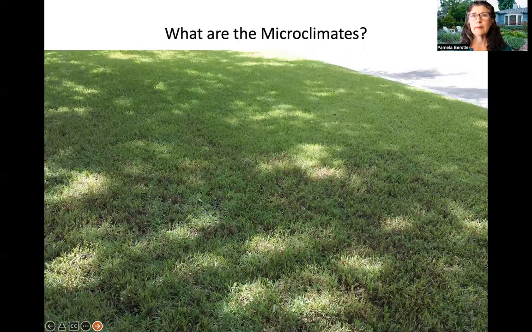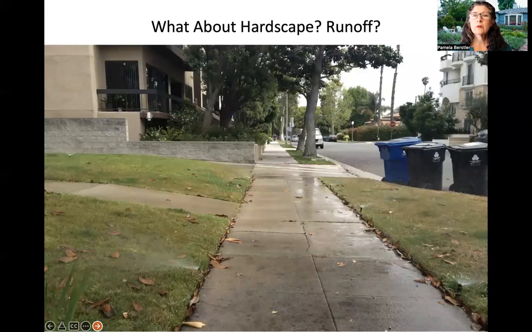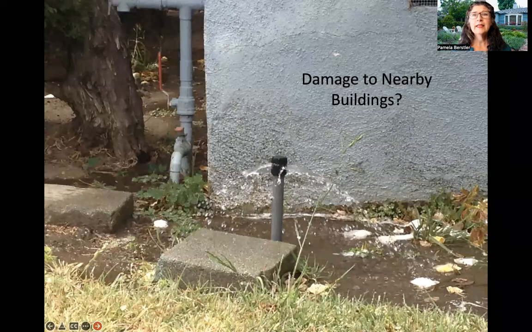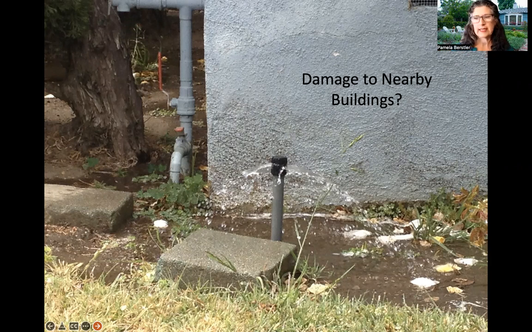And then what are the microclimates? Is it sunny? Is it shady? Is it sunny in the morning and then shady in the afternoon? All information that you are gathering. And then if you are near any kind of hardscape, what can you tell just by looking at it? Obviously, you'll see a lot more once you start running the irrigation system, but there may be clues that you can pick up on right away. And then is there damage to nearby buildings? And we see this all the time when spray heads are right up against a building or they haven't been maintained properly, and all of a sudden they are actually watering the building instead of the plants.